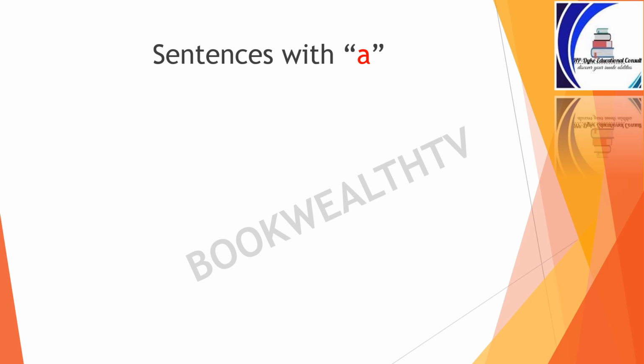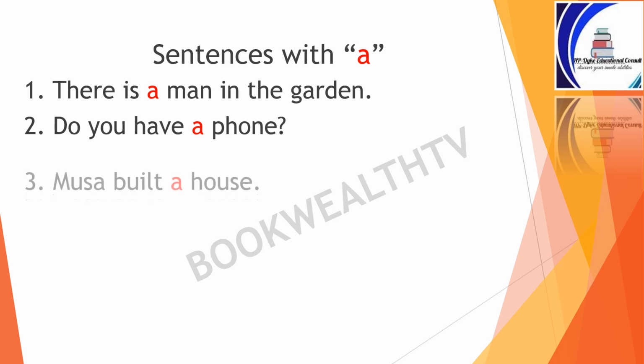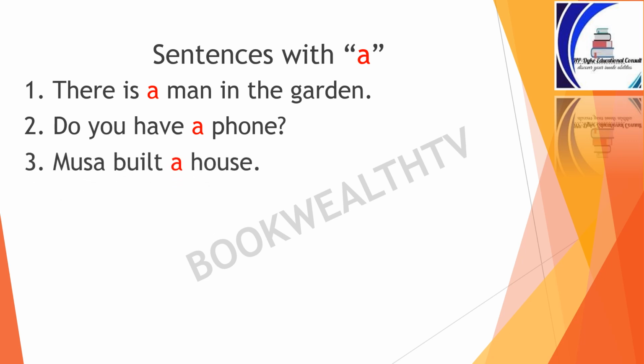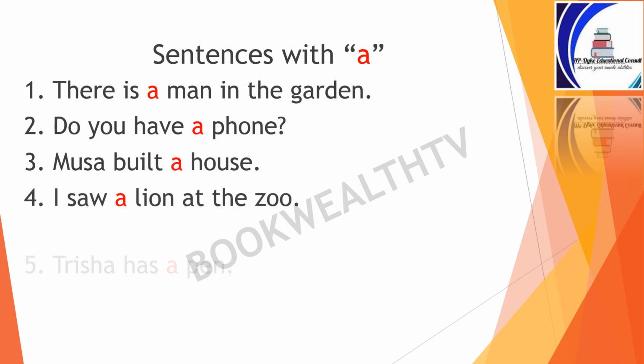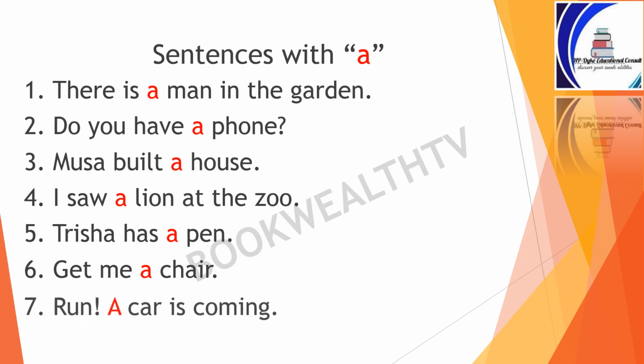Sentences with article A. There is a man in the garden. Do you have a phone? Musa built a house. I saw a lion at the zoo. Trisha has a pen. Get me a chair. Run! A car is coming.